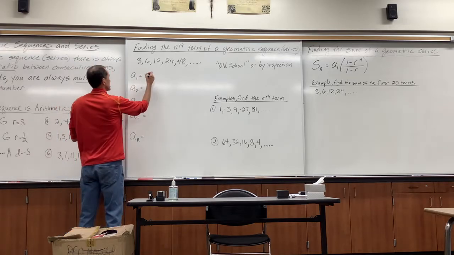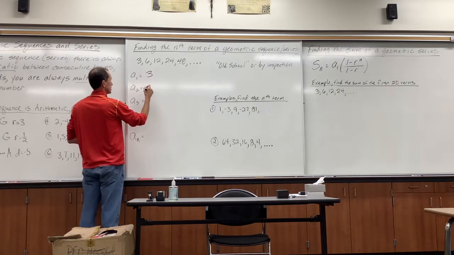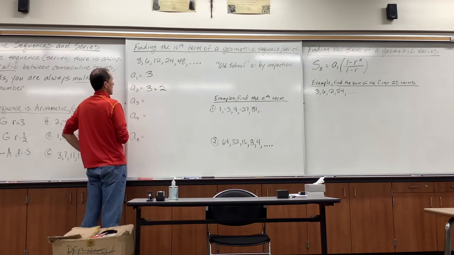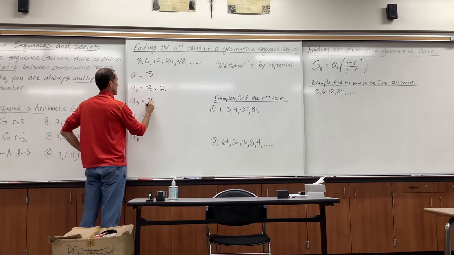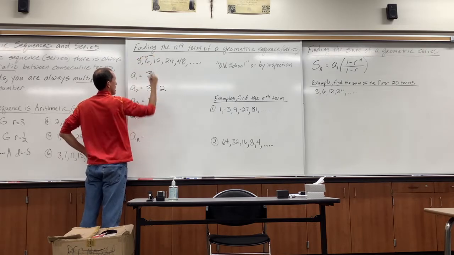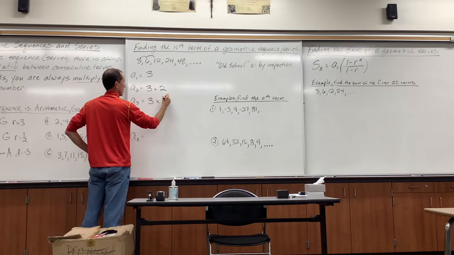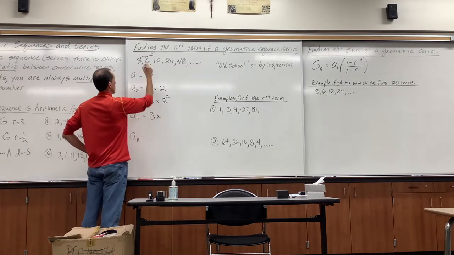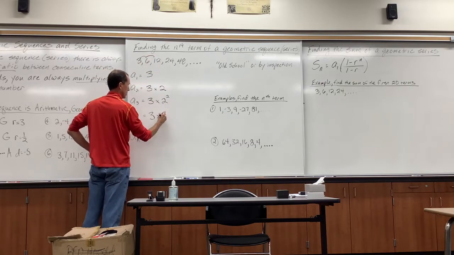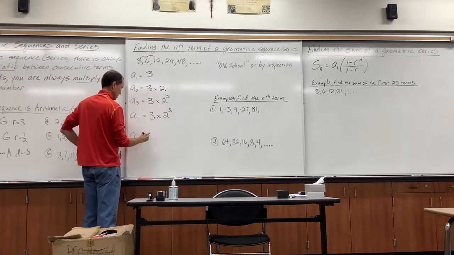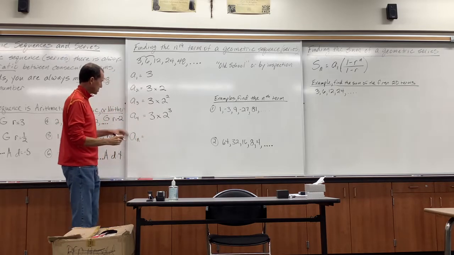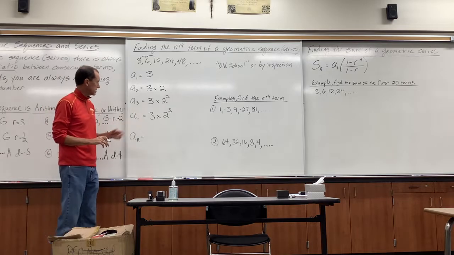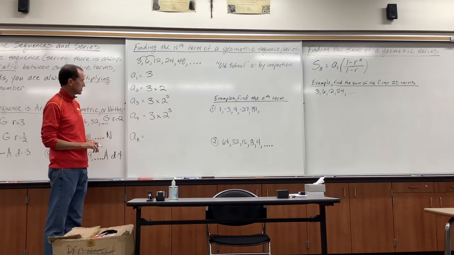So the first term is just 3. The second term is 3 times 2. The third term is 3 times 2 twice, so times 2 squared. The fourth term again starts with 3, and then you multiply by 2, 3 times. So it certainly looks like it has that same pattern as arithmetic, except that you're not adding on differences, you're multiplying by a certain number of ratios.